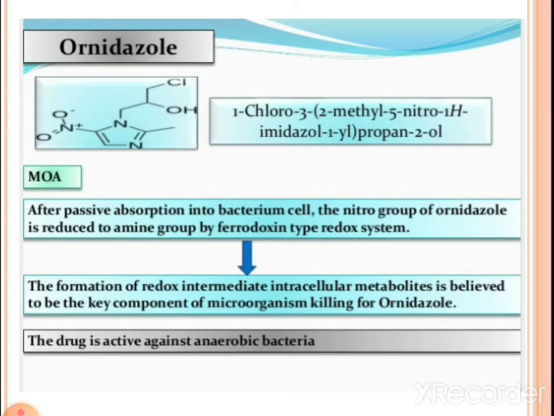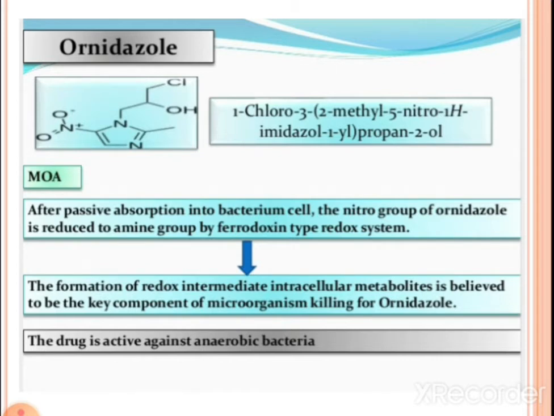The next drug from the same category is ornidazole. The structure is again given over here. It has the basic imidazole structure. At first position CH2 CHOH CH2Cl, third position nitrogen, fourth position free, and at fifth position there is NO2. So the IUPAC name of ornidazole is 1-chloro-3-(2-methyl-5-nitro-1H-imidazol-1-yl)propan-2-ol. So this is the basic structure and IUPAC name of ornidazole.